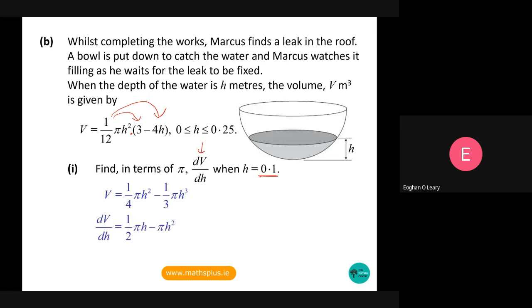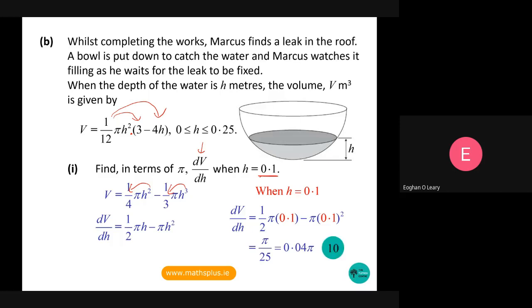dV/dh is equal to 1/2 pi h minus pi h squared. Okay, I've multiplied down by the power and reduced the power by 1. And now, at this point, I'm going to put in h equals 0.1. So dV/dh is equal to half times pi times 0.1 minus pi times 0.1 squared. Pi over 25 equals 0.04 pi, and it's a 10-mark question.